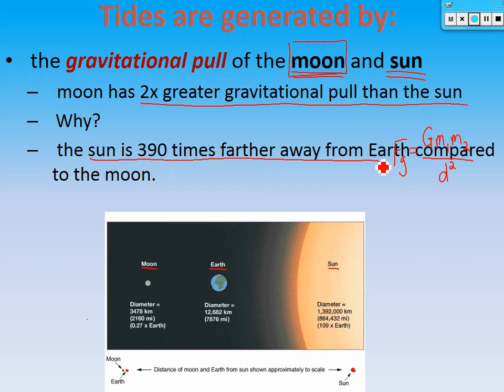Okay, so we've learned what tides are: when the water goes up, when the water goes down along the coast. We've learned that the moon is more responsible for the tides because it's so much closer to the Earth. So the force of gravity is 2 times greater because of the moon than it is from the sun.